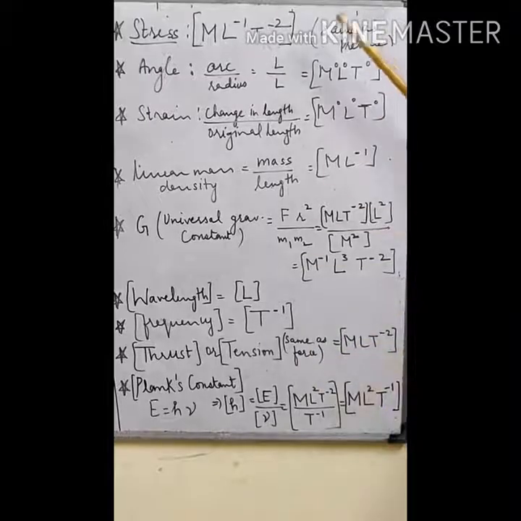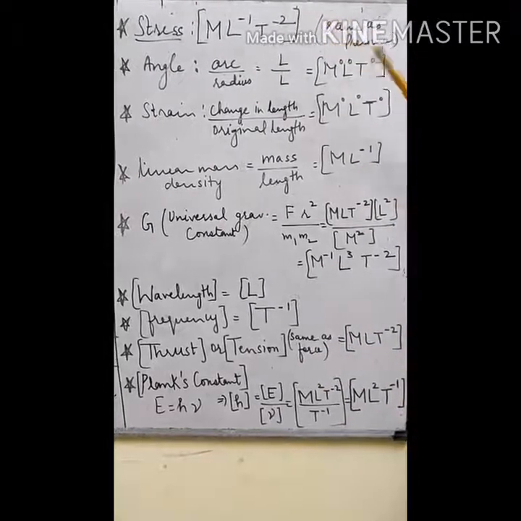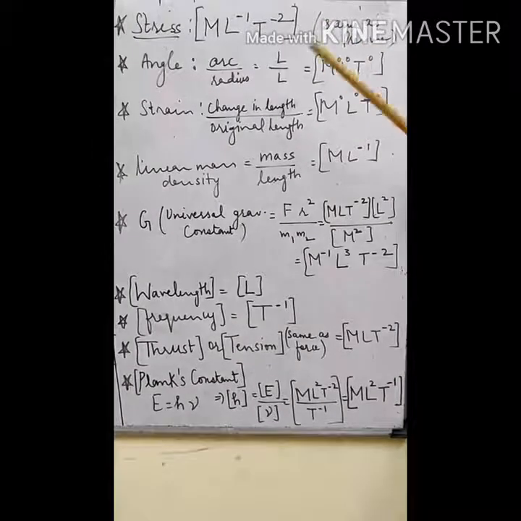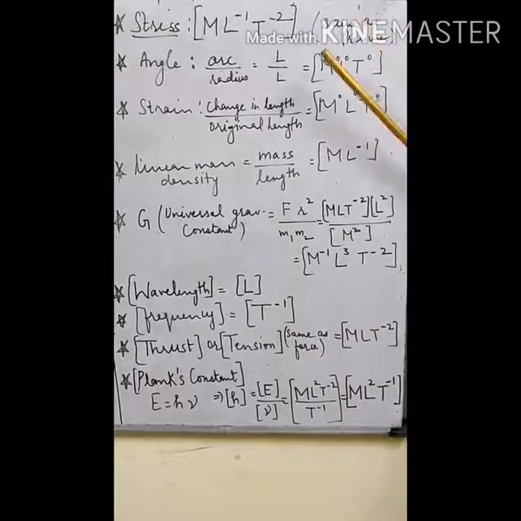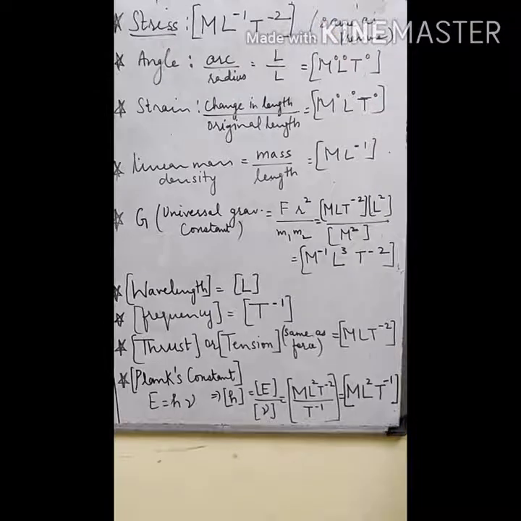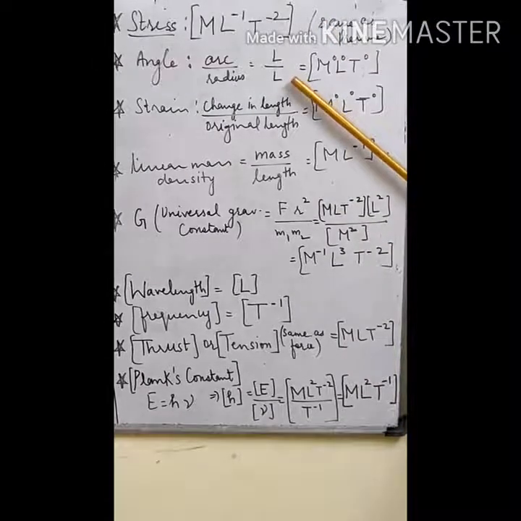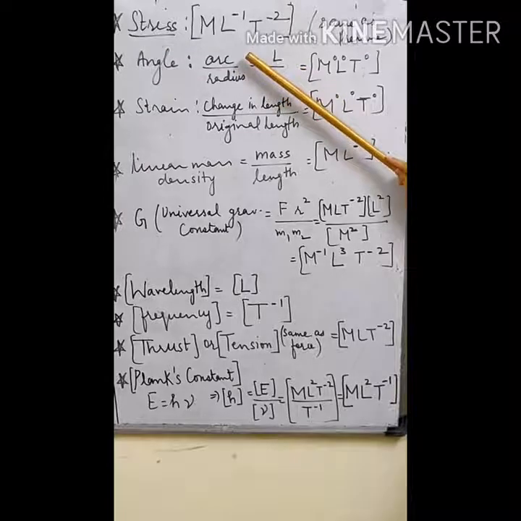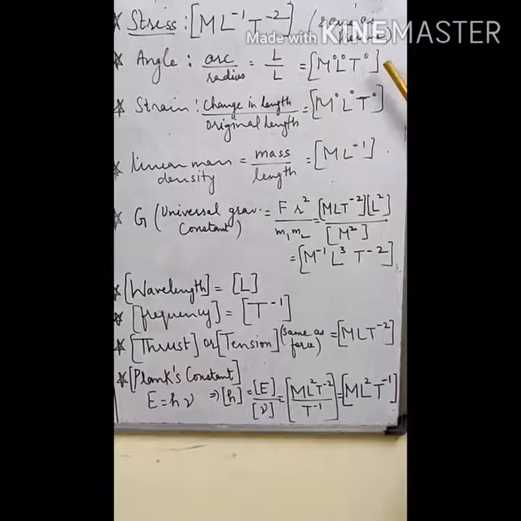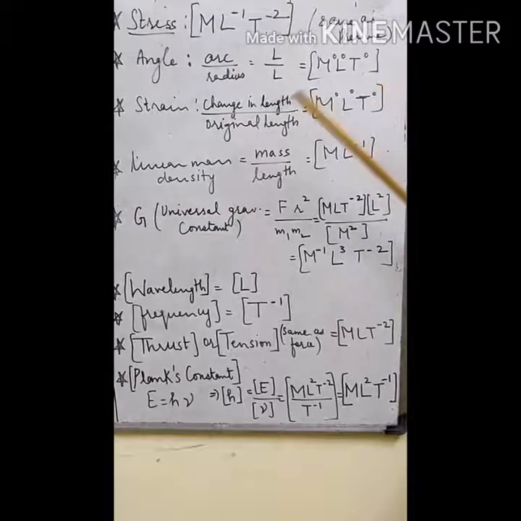Stress. Stress is a new term for us. Formula for stress is force upon area. We cannot call it pressure, that you will learn further. The formula is force upon area, same as the formula for pressure, hence the dimensions will be same as that of pressure: ML^-1 T^-2. Coming to the next point, angle. Formula for angle is arc upon radius, length upon length, hence dimension missing, meaning it is a dimensionless quantity again.